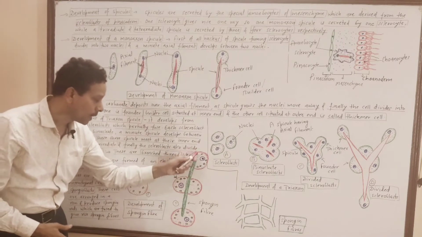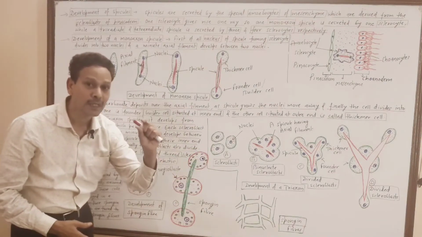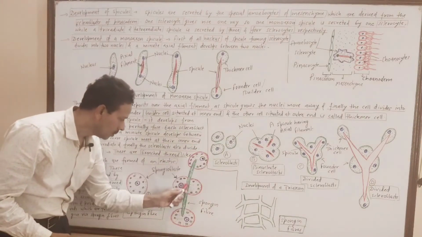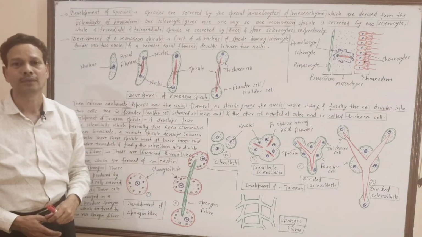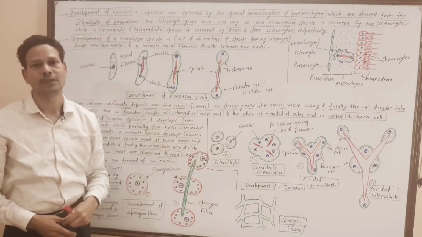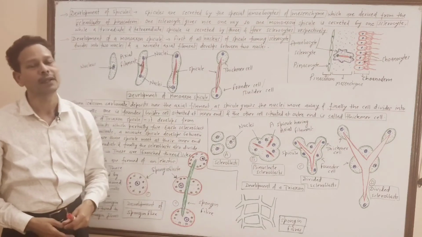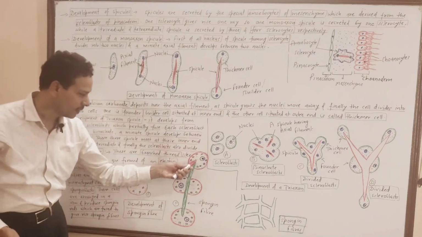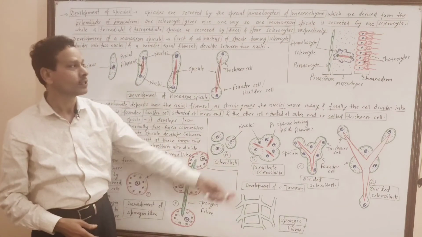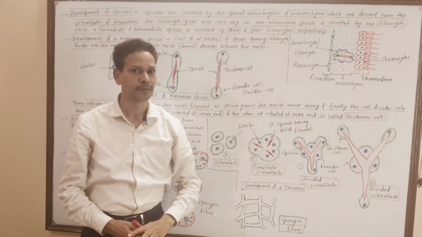These spongioblasts get arranged in a row, and each cell produces a spongin rod. Finally, the rods fuse, and as a result an elongated spongin fiber is formed. Finally, these cells become vacuolated and disappear. This is all about skeleton in sponges. Thank you.